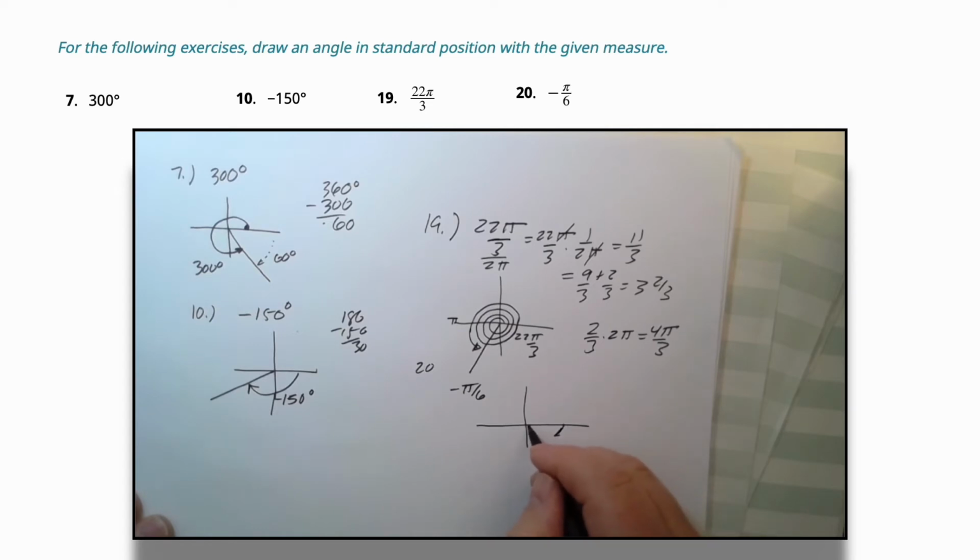Now the last one here, number 20, negative pi over 6. That's going clockwise, so we'd be going this way, and pi over 6 is about 30 degrees. Negative pi over 6 is that direction there.